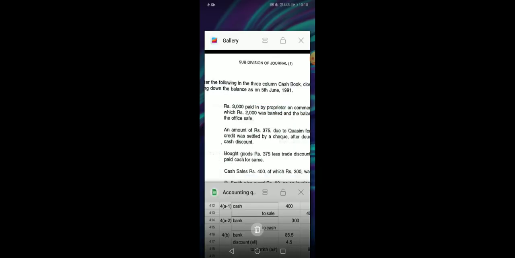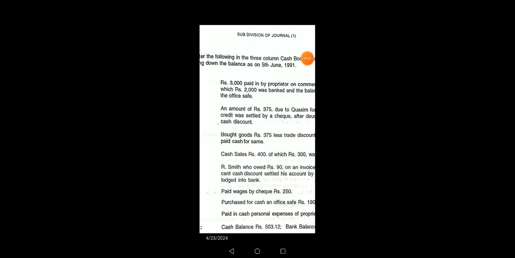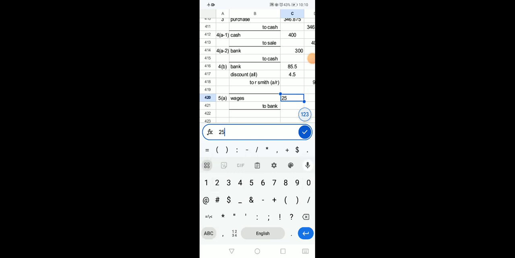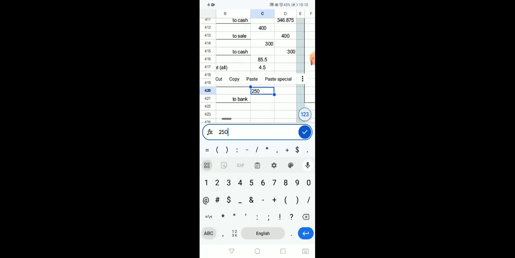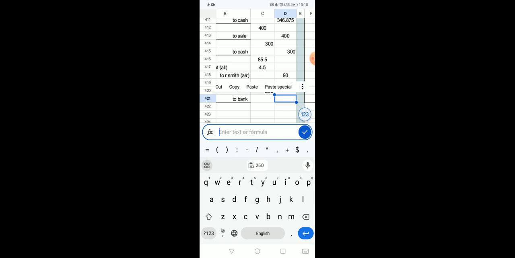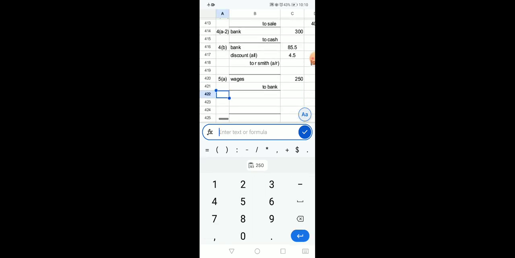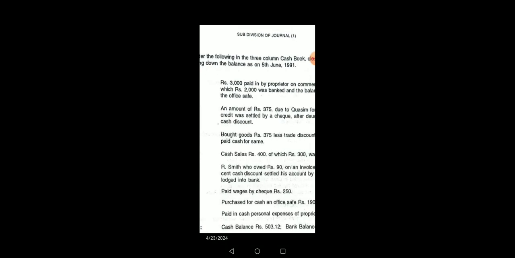How much amount of wages have been paid? This is 250. So you will mention 250 on debit side, and you are needed to write the same amount on your credit side. This way entry 5A is completed. Now let's see what the second fifth entry is saying.